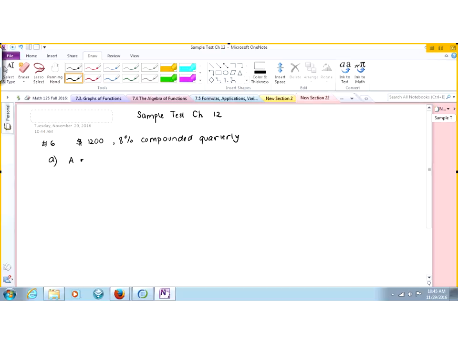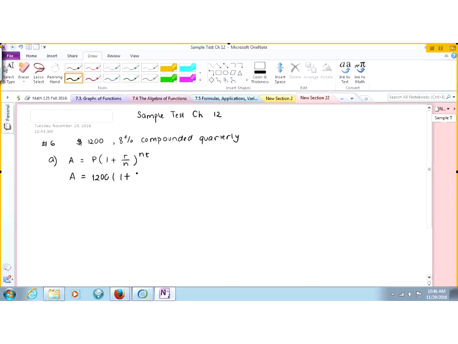A equals P times 1 plus r over n, raised to the nt. This is the formula that we have to know, right? Don't you have to know this? So, 1,200, what is this 1,200? That's my principal, right? 1 plus, do I know r? The rate, which is?